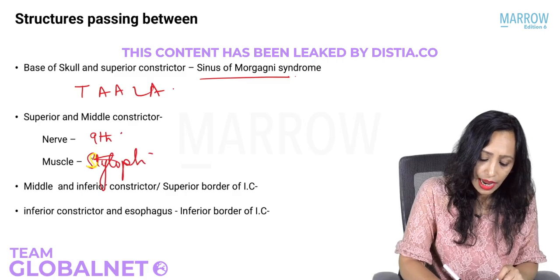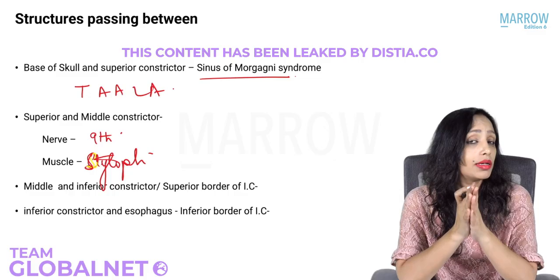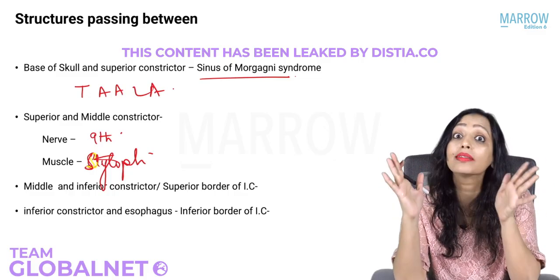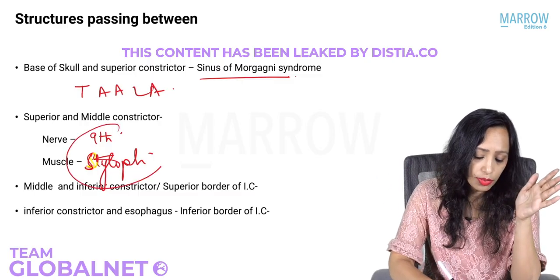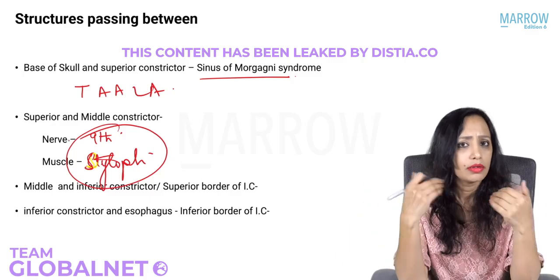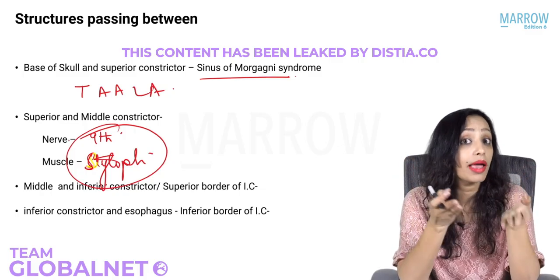The stylopharyngeus muscle is the only muscle of the pharynx that is supplied by the ninth nerve. Otherwise, the motor nerve supply of the pharynx is the 10th nerve. Is that clear? Both these are together. So why should the nerve supply come from the 10th? The 9th only supplies it. So this is the only motor nerve supply of the 9th, in fact.